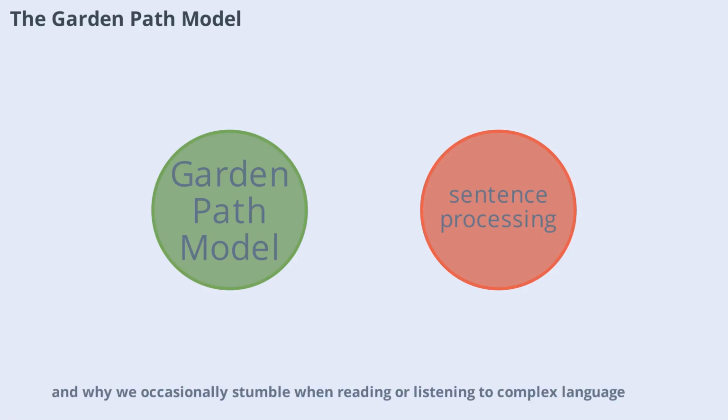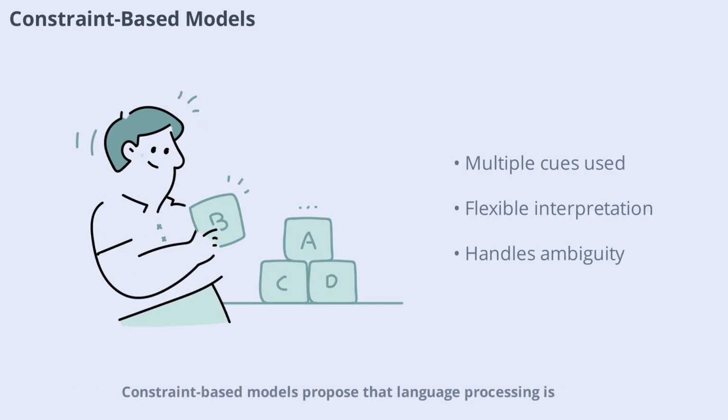to complex language. Constraint-based models propose that language processing is guided by multiple sources of information at once: syntax, semantics, context, and even world knowledge. Rather than following a single rule, our brains weigh all available cues to arrive at the most likely interpretation. This approach accounts for the flexibility and adaptability of human language understanding, especially in ambiguous situations.